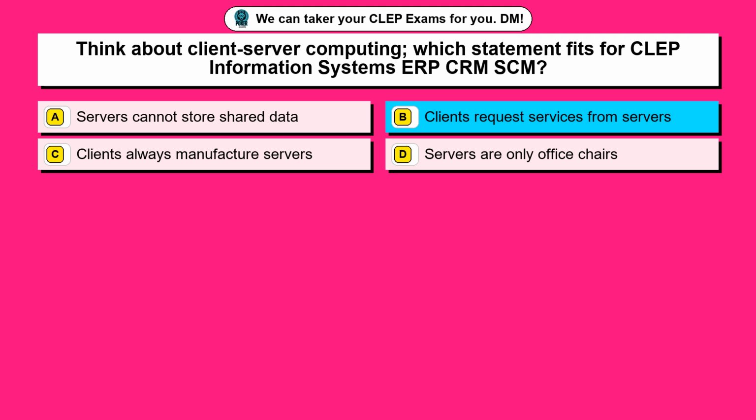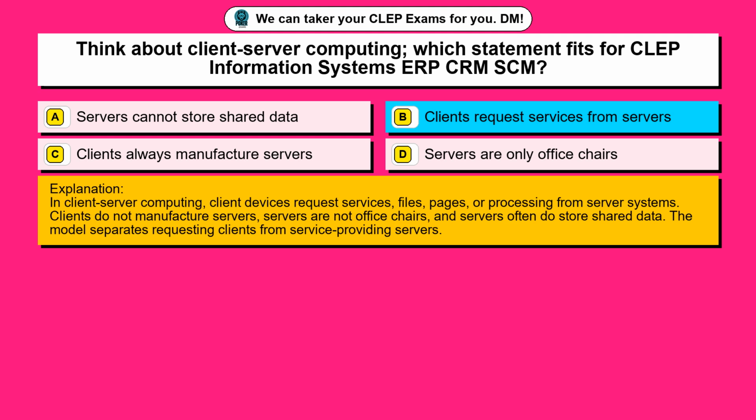Clients request services from servers. In client-server computing, client devices request services, files, pages, or processing from server systems. Clients do not manufacture servers, servers are not office chairs, and servers often do store shared data. The model separates requesting clients from service-providing servers.